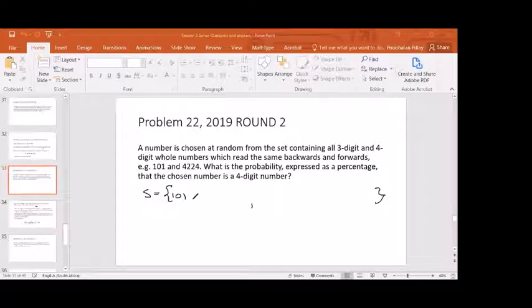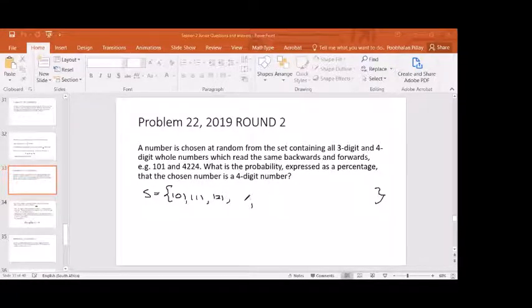A 3-digit number, you can start with this. It reads the same backwards and forwards. And the next 3-digit number will be 111. The next one is 121, and so on. If you write down all the 3-digit numbers, and also all the 4-digit numbers, they say 3 and 4-digit numbers which read the same backwards and forwards.